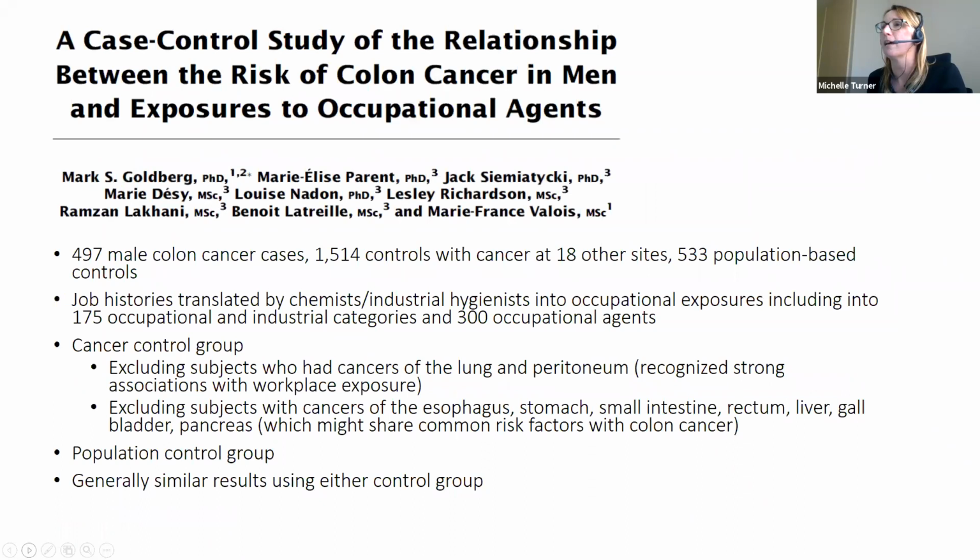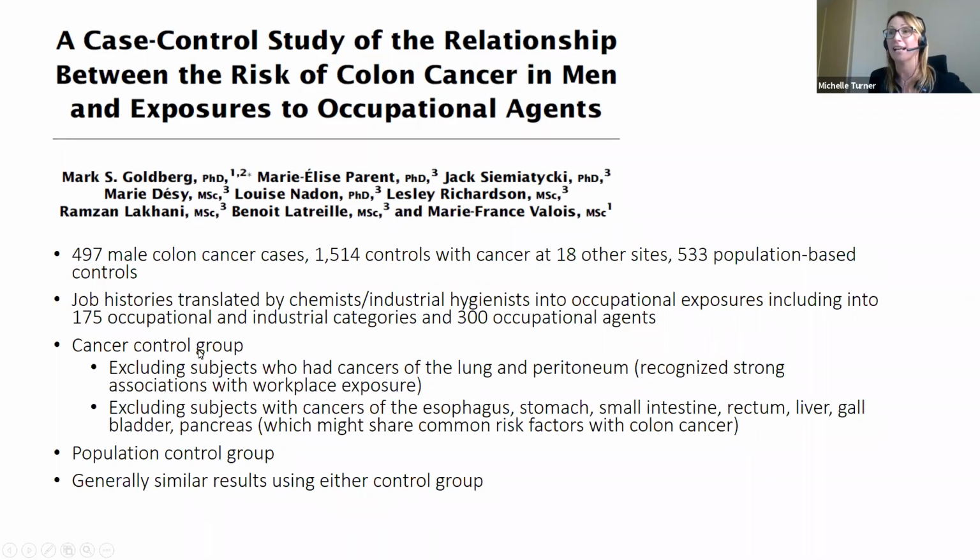Maybe I'll just skip that. And this is a paper that Neil mentioned on Tuesday as well. So this is another interesting study design of occupational cancer. In this study, they were interested in looking at colon cancer risk. They had information on colon cancer cases, but also on people with cancer at 18 other sites, so they had 19 different types of cancer cases in their study. They also had a smaller number of population controls.